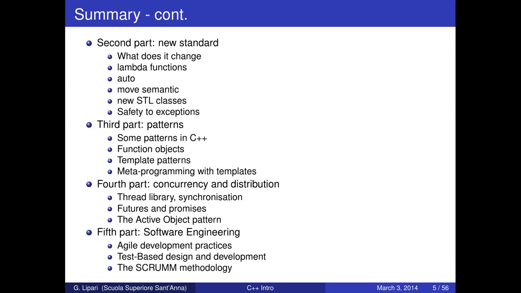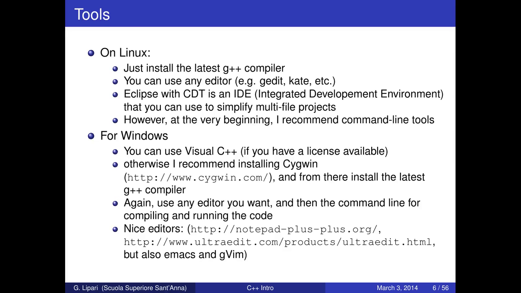And finally, the fifth part is going to be on software engineering. So I'm going to describe the pillars of agile development practice. I'm going to introduce them along the entire course, but especially I'm going to talk about that in the last part: test-based design and development, and the Scrum methodology, which is a methodology for agile development.